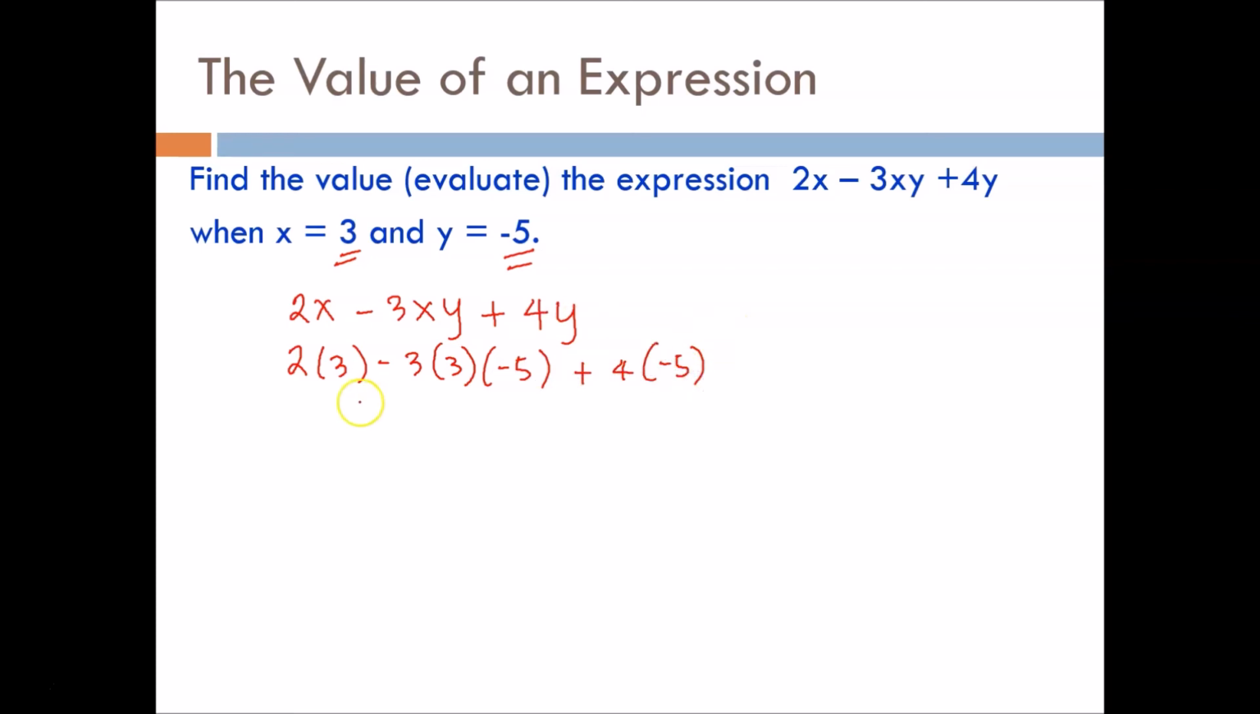And then we compute. 2 times 3 is 6. Negative, positive, negative will give us a positive. So 3 times 3 is 9, times 5 is 45. And 4 times negative 5 is negative 20. Therefore, what do we have? 6 plus 45 is 51, minus 20, we now have 31.